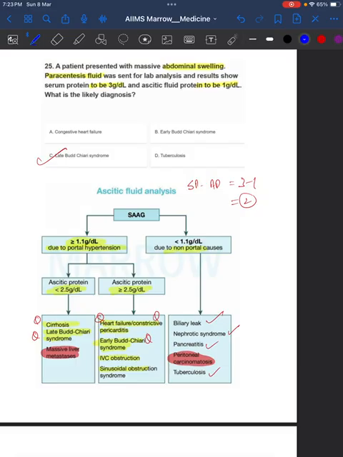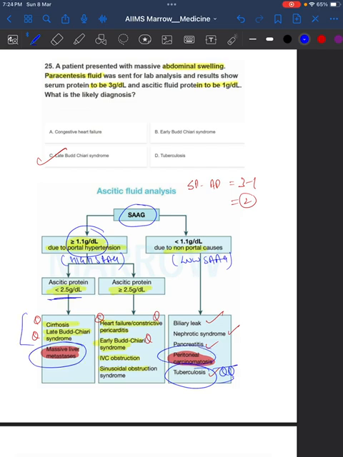This is an important question which can be asked, which will be a very difficult question. So just learn how to calculate, then divide it into whether it is high SAAG or low SAAG. Low SAAG is mostly biliary, nephrotic, pancreatitis, peritoneal carcinomatosis, TB. The most important cause of low SAAG is TB. And with the high protein, there are two causes which you should remember. For cancer, this is different.